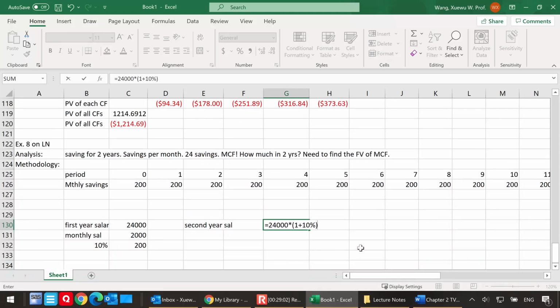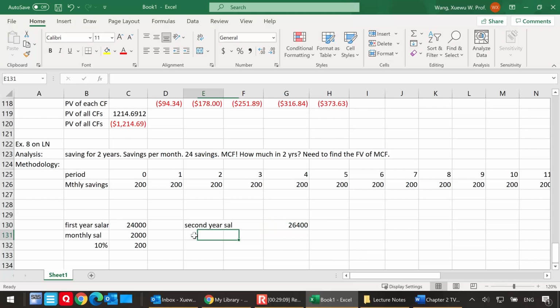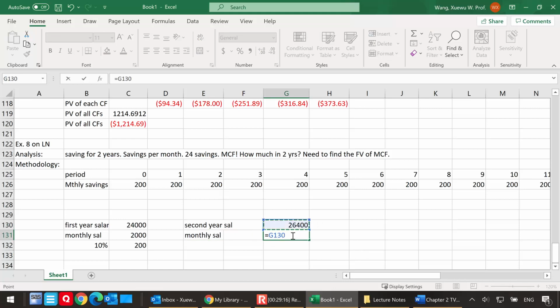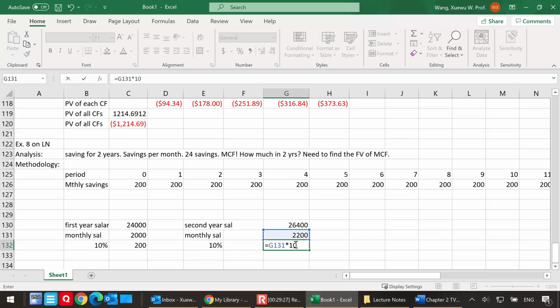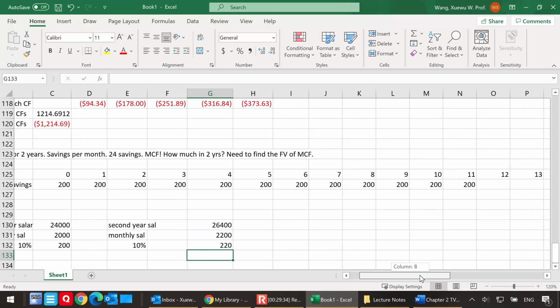So if I do this calculation, 24,000 multiplied by 1 plus the 10%, that's 26,400. And now I can actually say the monthly salary in the second year. So that's going to be the 26,400 over 12. So that's 2,200. And 10% of that, well, that's 220. Okay. So 10% of that. So that is telling me in the second year, this person is going to save 220 every month.